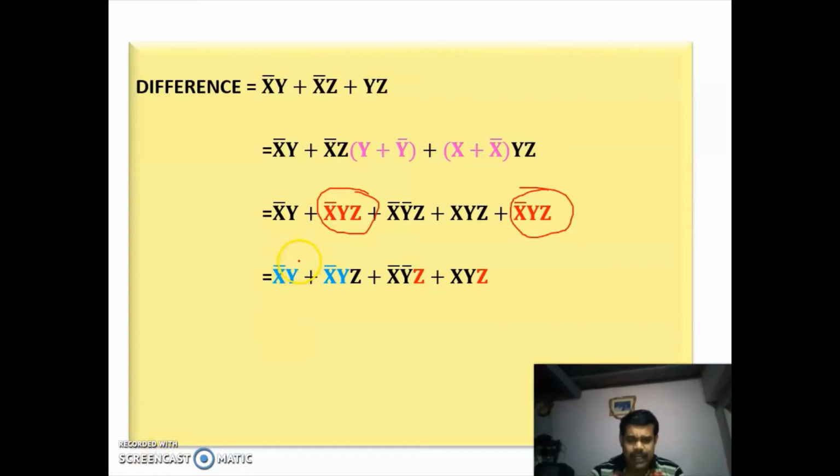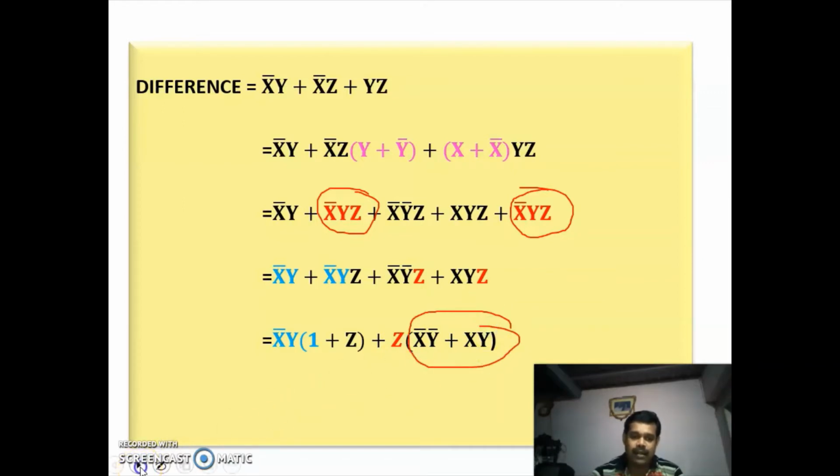After that, we take x bar y common from the first two terms, and we take z common from the second and third. Now when taking z common, this expression is similar to the expression of XNOR. So we write it like this.